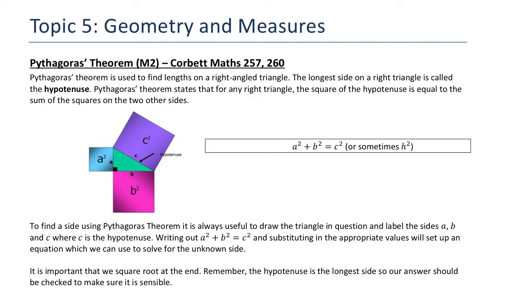Topic 5, Geometry and Measures. Pythagoras Theorem. Pythagoras Theorem is used to find the lengths on a right-angled triangle. The longest side in the right-angled triangle is called the hypotenuse.